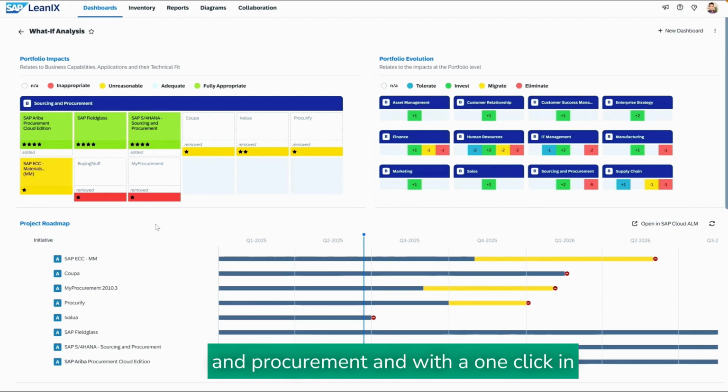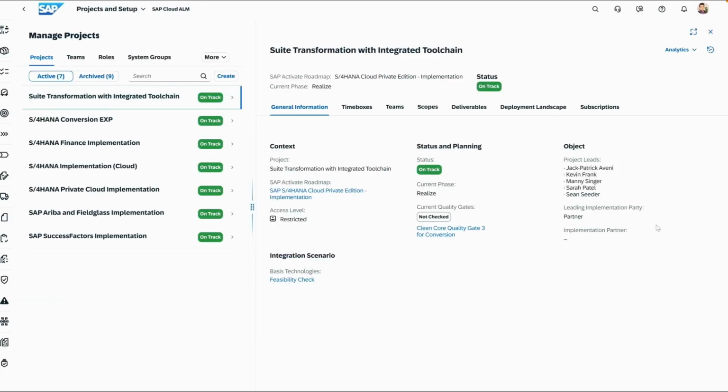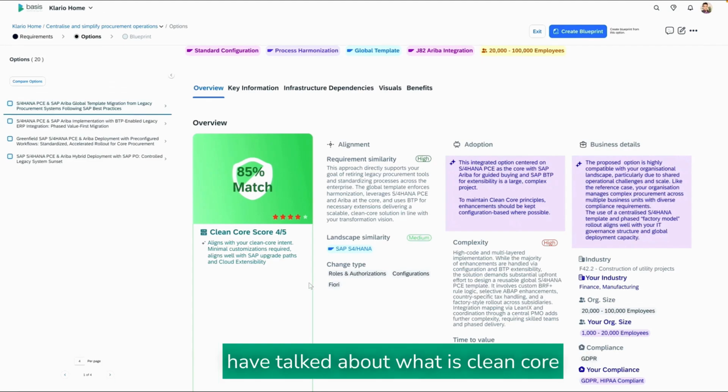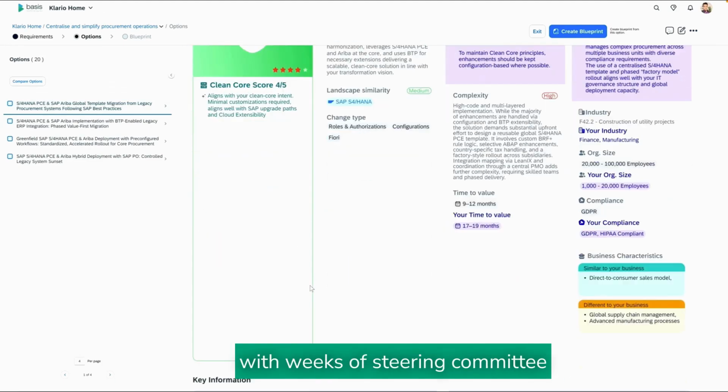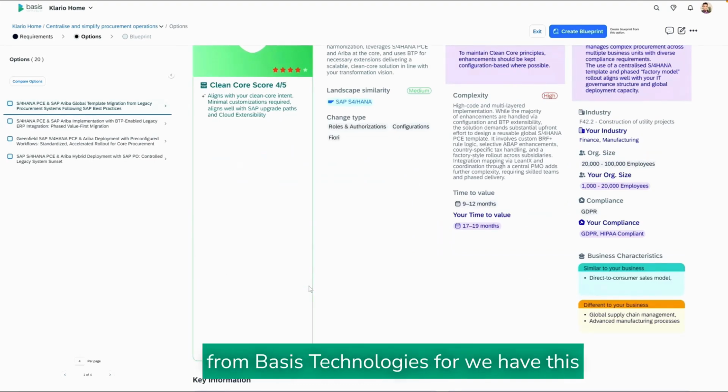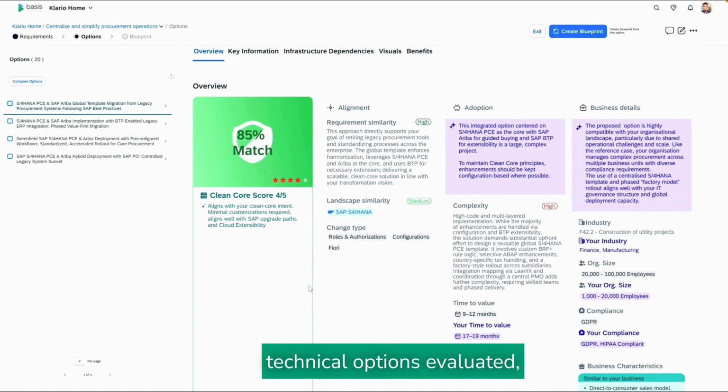And with one click in LeanIX, we have the entire project plan, which is now digitized in SAP Cloud ALM, based on the Rise with SAP methodology. And we have talked about governance, we have talked about what is clean core with weeks of steering committee meetings. With Clarity, a partner solution from Basis Technologies, we have these technical options evaluated, benchmarked, and clean core verified.